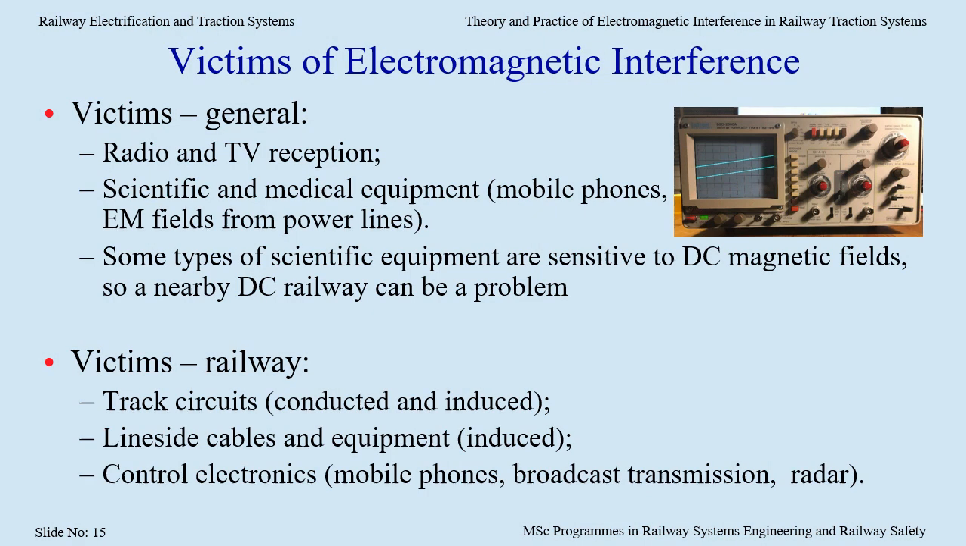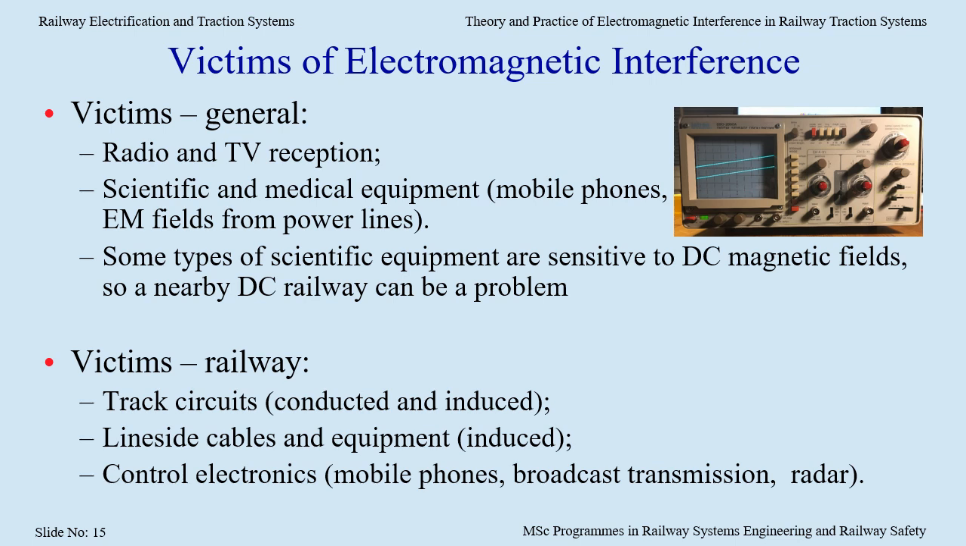Some examples of victims of electromagnetic interference. Radio and TV reception are susceptible to nearby radiating sources. Scientific and medical equipment is sensitive to mobile phones being used nearby. The picture shows the effect of an external magnetic field on a cathode ray tube oscilloscope.